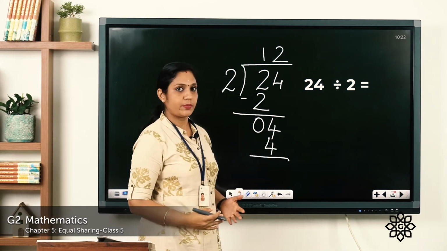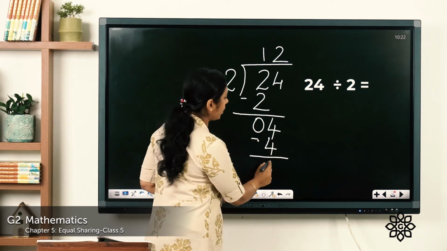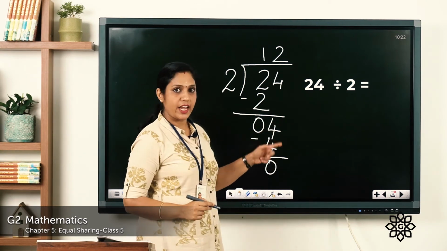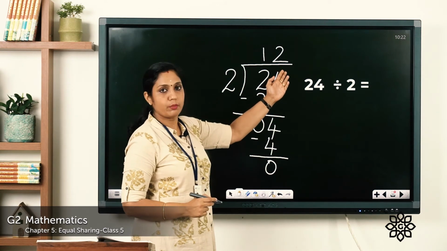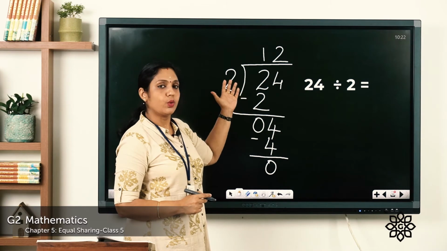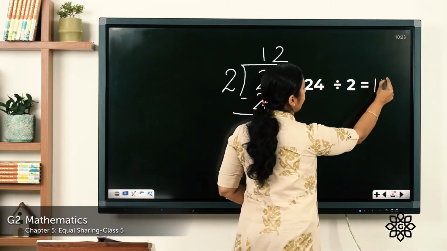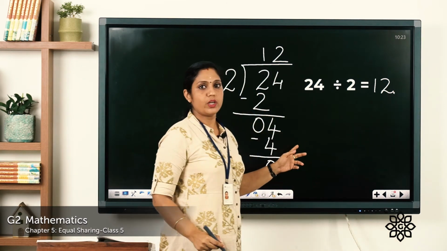Next step is to subtract. So 4 minus 4. Put the symbol here. 4 minus 4 is equal to 0. So we reach the end of the division because there is no other number to divide. We divided 24 divided by 2. So what is the answer? It is 12. So write it here. 24 divided by 2 is equal to 12.